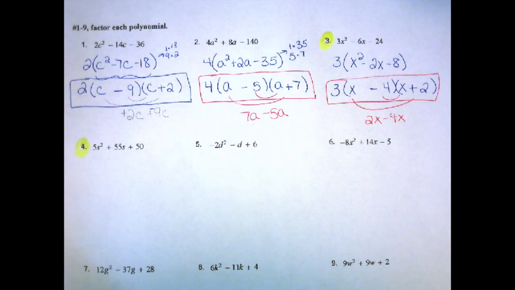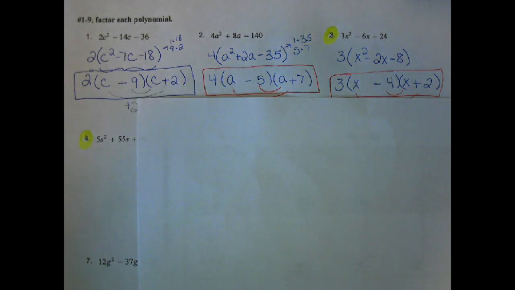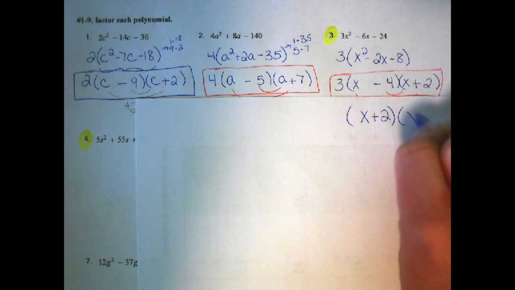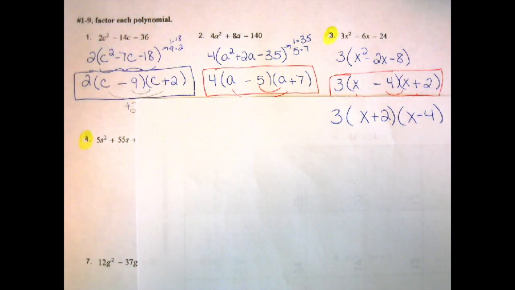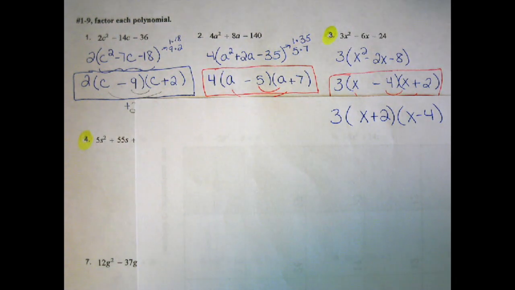Now, as I said in yesterday's video as well, the order of these, the parenthesis order does not matter. So if you put x + 2 and x - 4, that would be fine, and then we would just keep the 3 out front. So it does not matter which parenthesis comes first. That's kind of just, I guess, whatever pops into your head first.